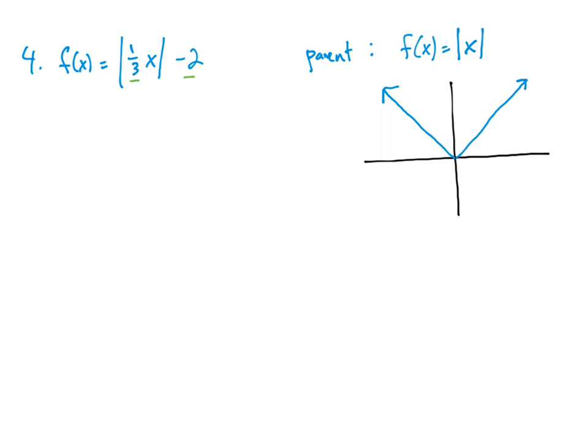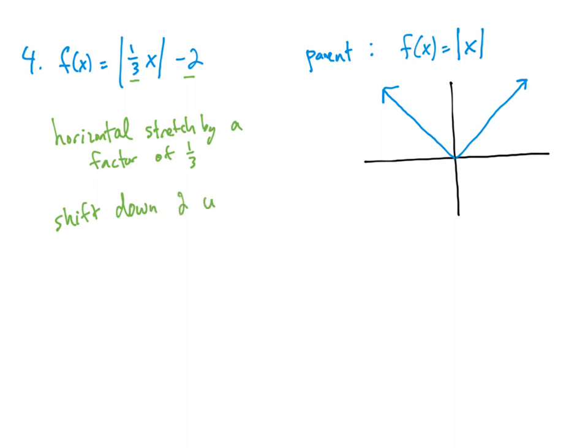The 1/3 is a horizontal, it's either a stretch or a compression. Because it's between 0 and 1, it's going to be a stretch. So horizontal stretch by a factor of 3. And then the negative 2 says shift down 2 units. So because this is a stretch, this V shape is going to get wider, and then we're going to shift down 2 units. So it's going to be something like this. And there you go.